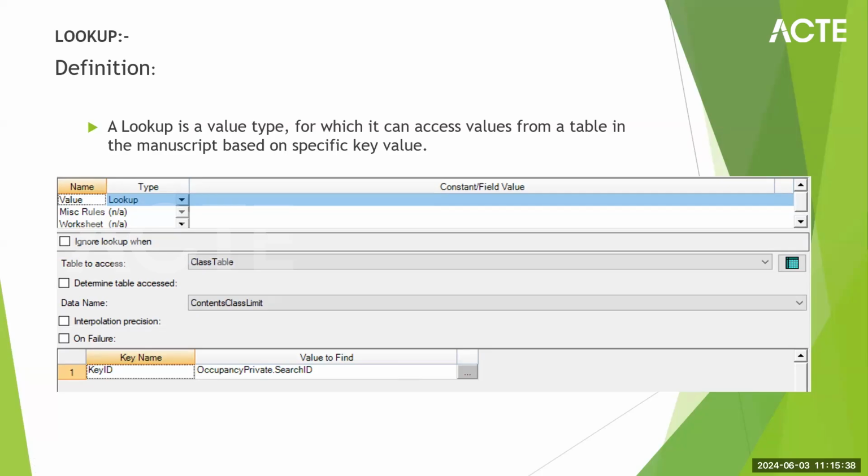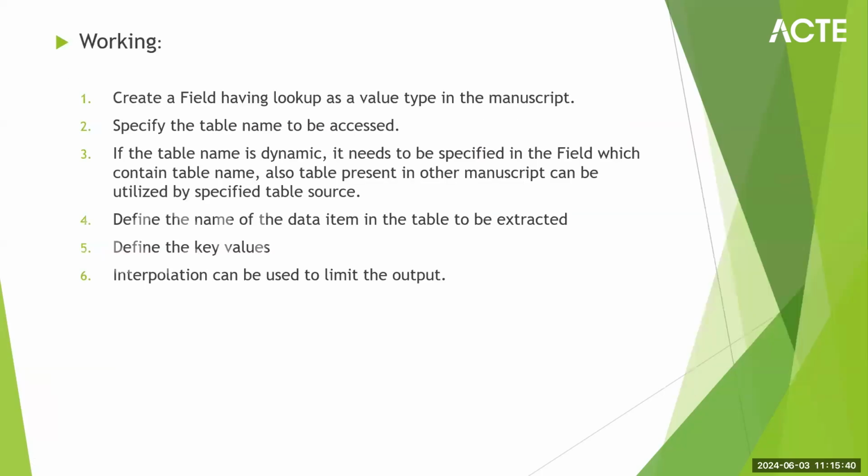How it works: create a field having lookup as a value type in the manuscript and specify the table name to be accessed. If the table name is dynamic, then it just has to be specified in the field which contains the name.